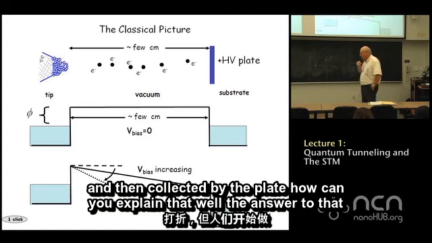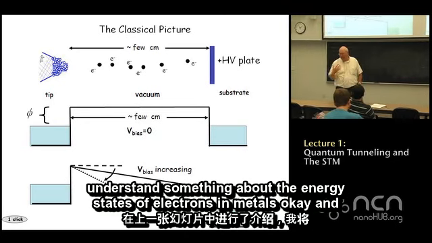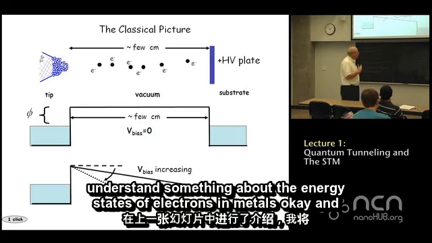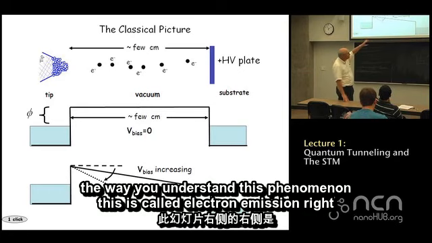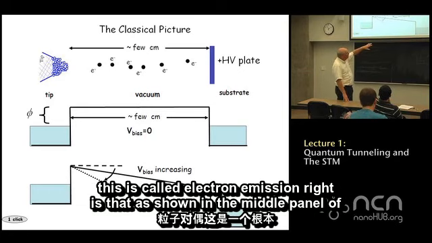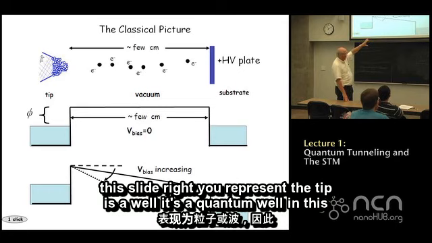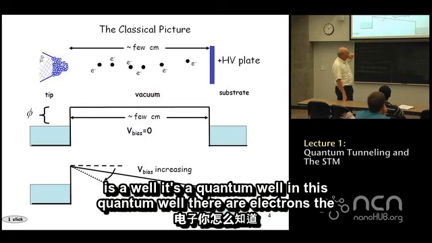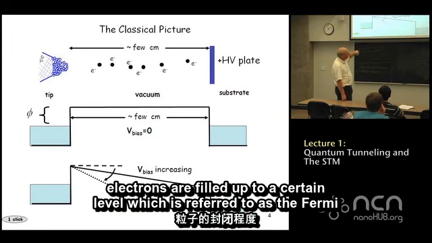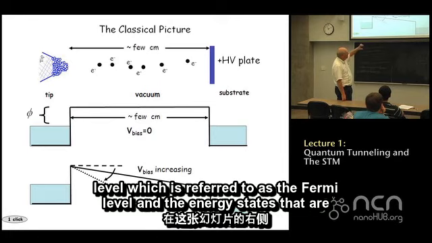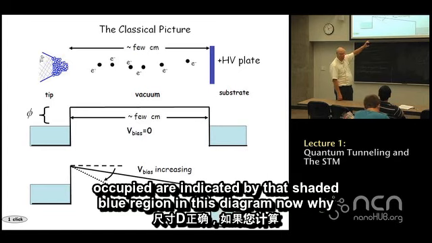Well, the answer to that question requires you to understand something about the energy states of electrons in metals, okay? And the way you understand this phenomenon, which is called electron emission, is shown in the middle panel of this slide, right? You represent the tip as a well. It's a quantum well. In this quantum well, there are electrons. The electrons are filled up to a certain level, which is referred to as the Fermi level. And the energy states that are occupied are indicated by that shaded blue region in this diagram.